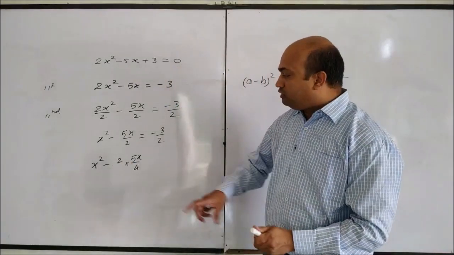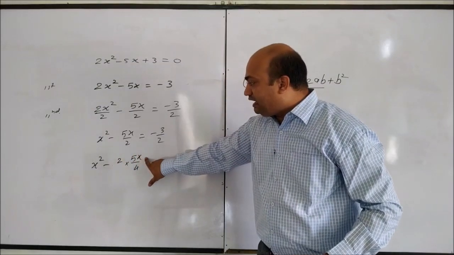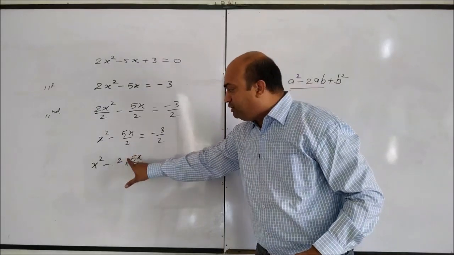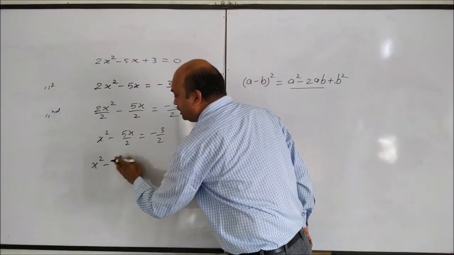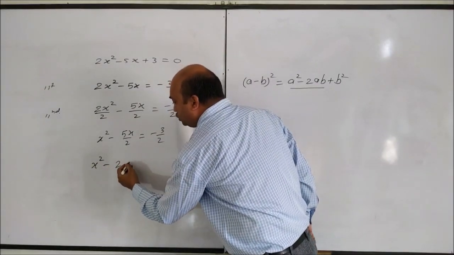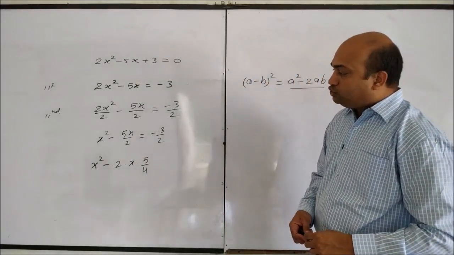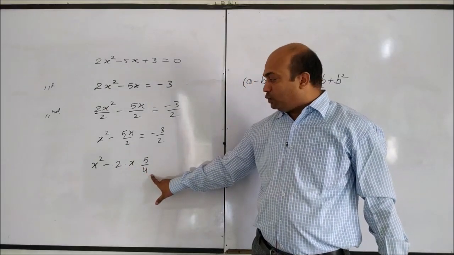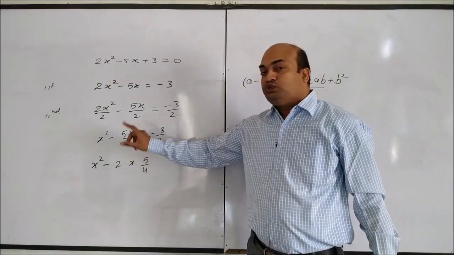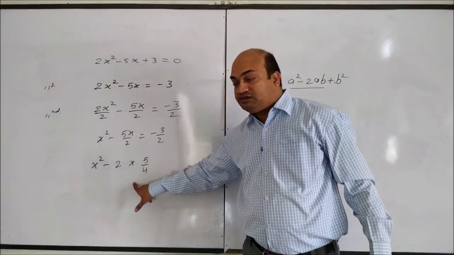Okay. So it will be a square minus 2. A is x and b now will be 5 by 4. So it will be x square minus 2 into x into 5 by 4. You see, by this 2, if we cancel this 4 out, it will be 5 by 2, same. That is, we have only written this here.